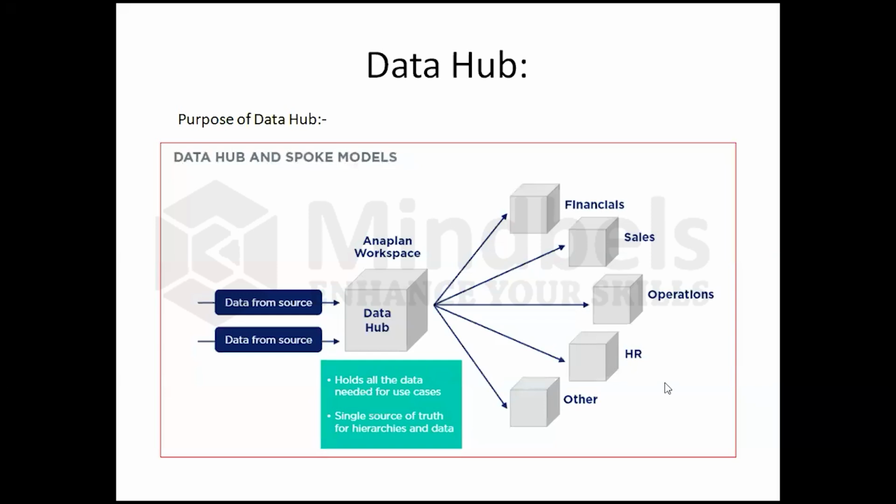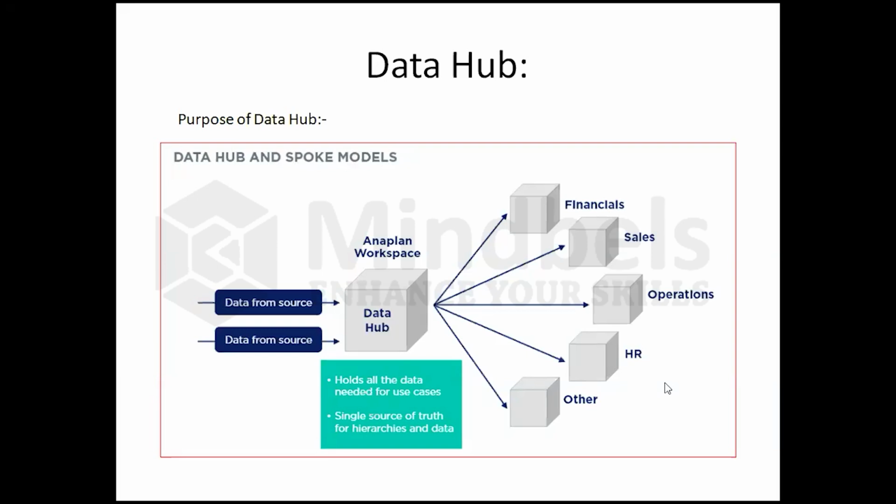So the source of data for all these five models. These models used to be called spoke models. For these five models, the source of data is your data hub. And data hub is nothing but one of the Anaplan models only. But what is the function of that model?